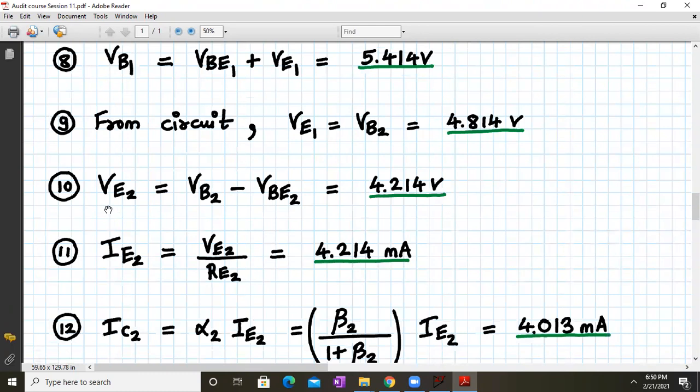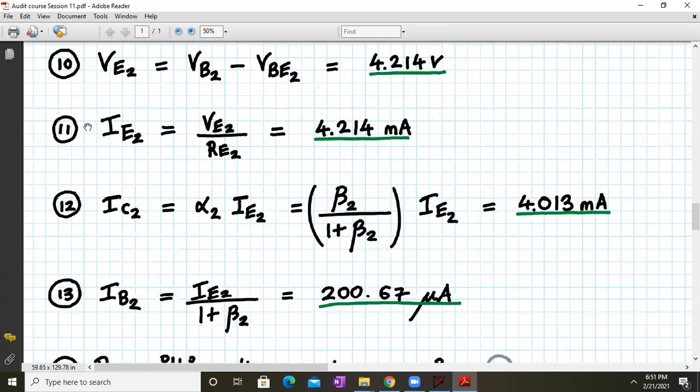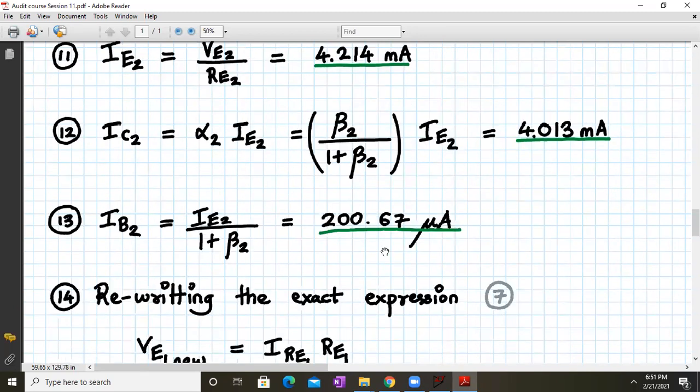Now, VE2 we can write as VB2 minus VBE2, which will be 4.214 volt. Then IE2 will be VE2 upon RE2, which will be 4.214 milliamperes. Now from IE2 we can determine IC2 easily, which will be alpha 2 times IE2, where alpha is beta upon 1 plus beta, and this will give us 4.013 milliamperes. Then IB2 will be IE2 divided by 1 plus beta, which will be 200.67 microamperes.